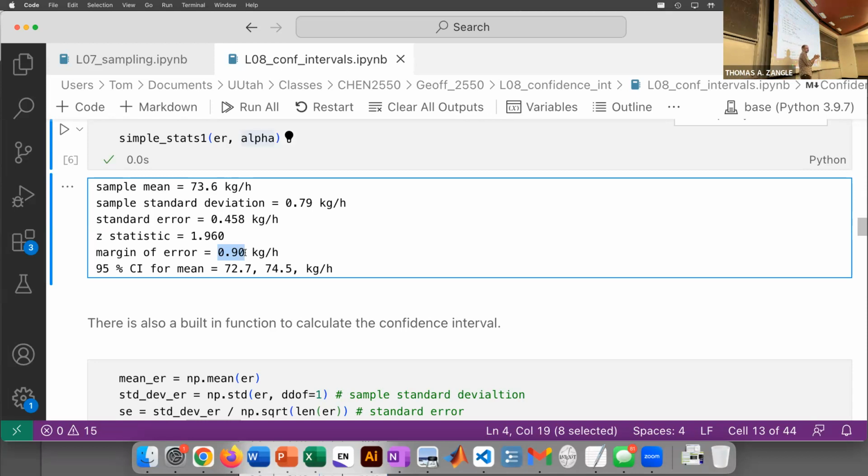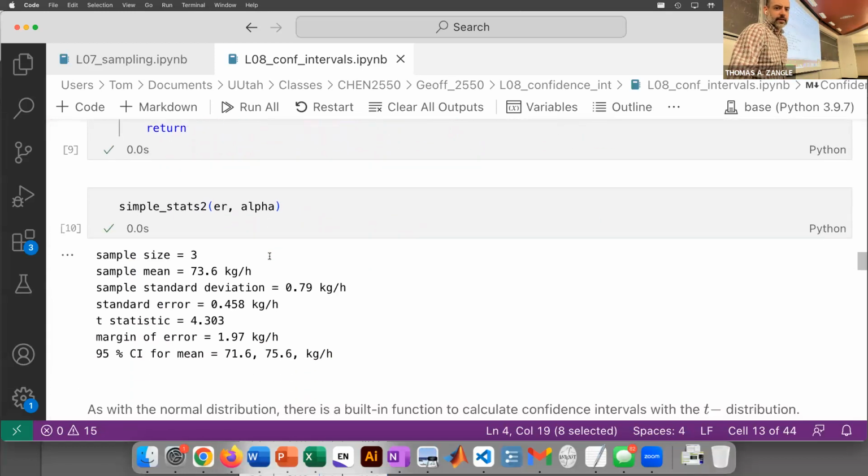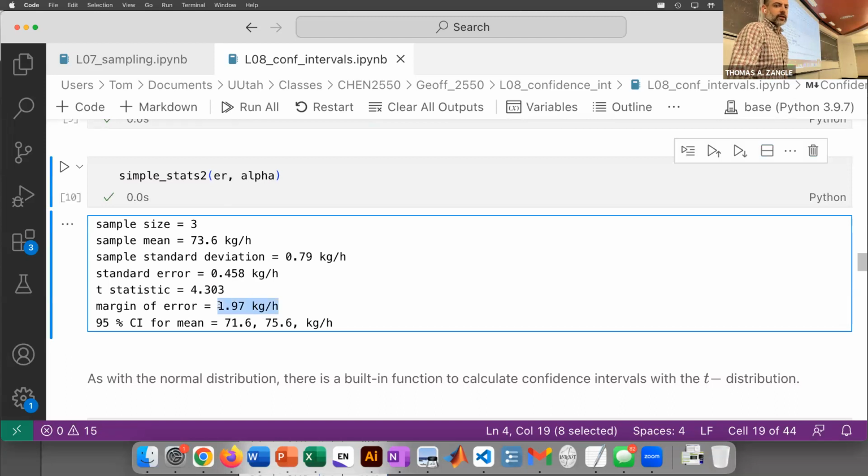The t-distribution, remember, is wider than the normal distribution. It has heavier tails, bigger tails than the normal distribution, so there are more outliers. The t-distribution accounts for the fact that when we have a small sample, we expect to see more outliers than when we have a really large sample. And so the t-distribution tells us that we really expect to see the true population mean within about 2 kilograms per hour of what our measured sample mean was.